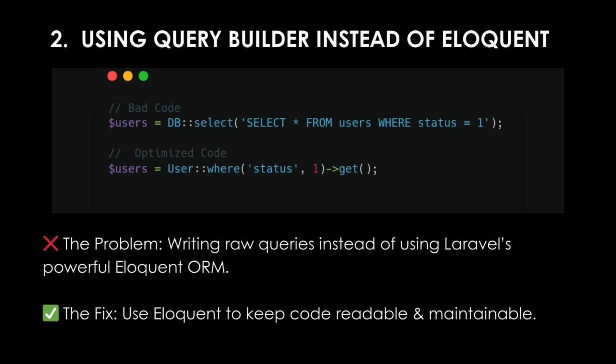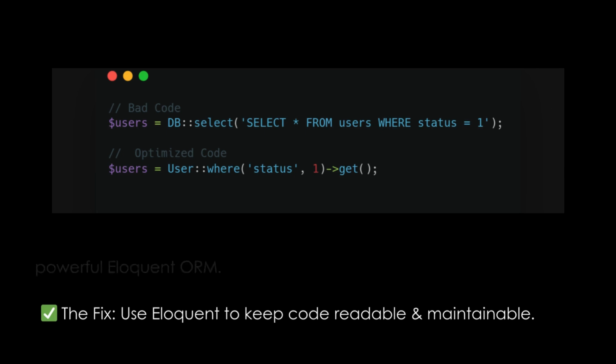So let's check how to fix this issue. Use the Eloquent model, it's built for this. So let's check the optimized one, where they fetch data using Eloquent ORM. So $users = User::where('status', 1)->get(). So this is a clean, expressive syntax. So this is the optimized version. So use Eloquent ORM instead of query builder.